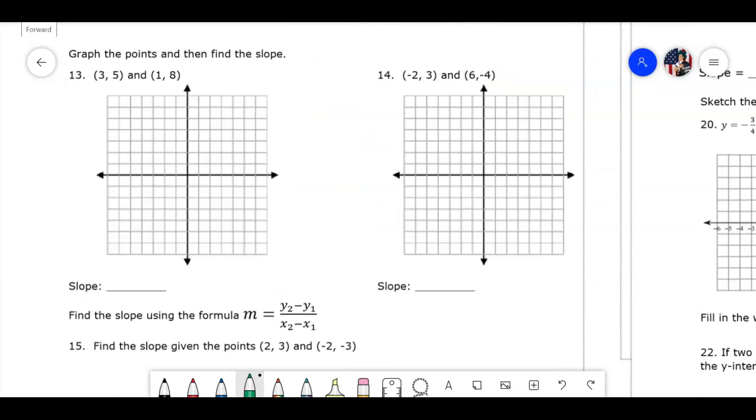Okay, 13. Let's plot these points, 3, 5, and then 1, 8. Sorry, it's off the grid there. But if we count slope, which is rise over run, right? We go down 1, 2, 3. Down 3 is -3. And then we always run to the right 2. So -3 over 2.